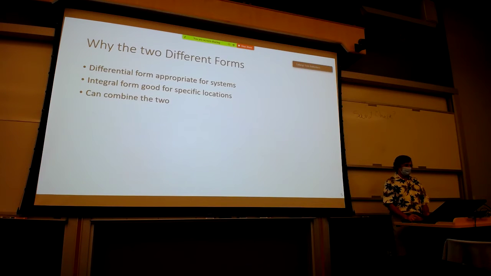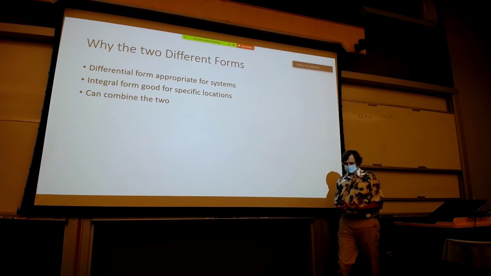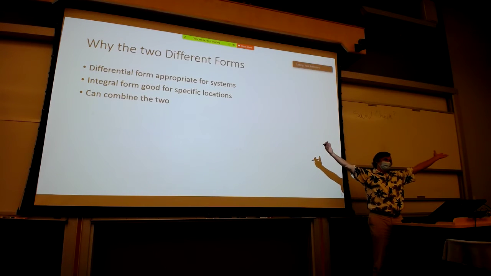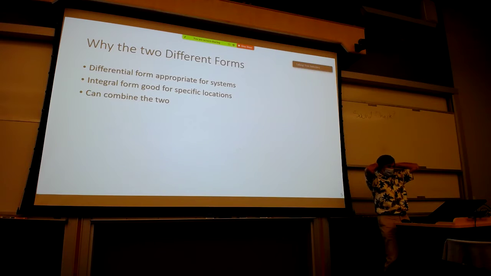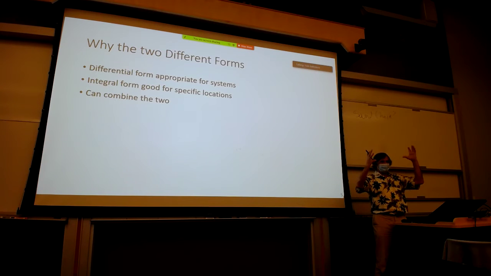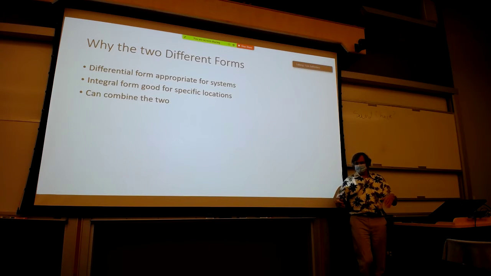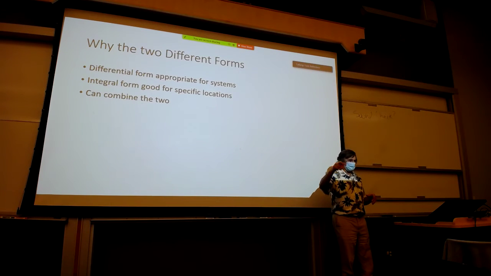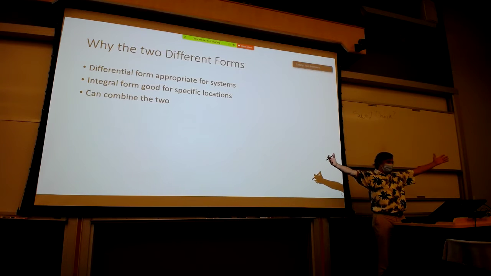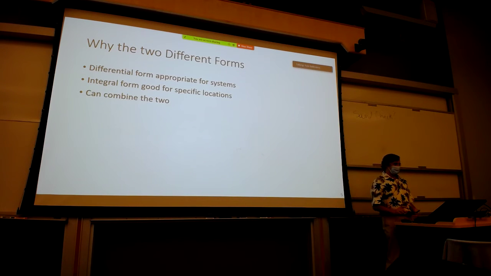What I want to do is bring it into more of how we apply these. The differential form is more appropriate when you're looking at an entire system. And I'm going to do examples of these. The integral form is typically what we use at a very specific location. And you can certainly combine these two concepts. You can be looking at a system and identifying what the flux is for the flow at any one location using the integral form. Although on the big scale, you're looking at a system and you're using the differential form.